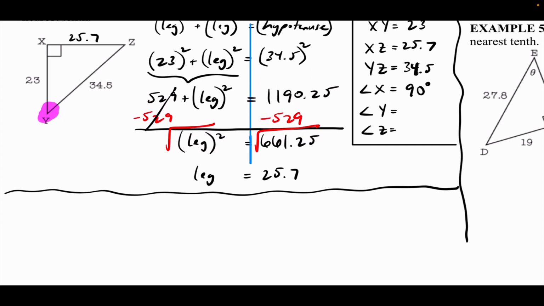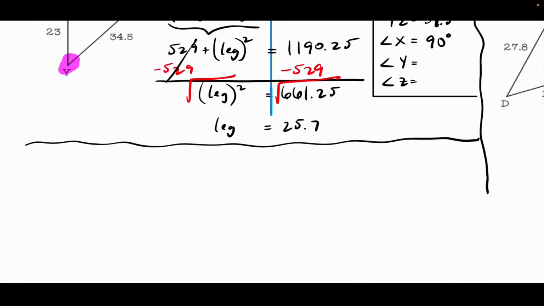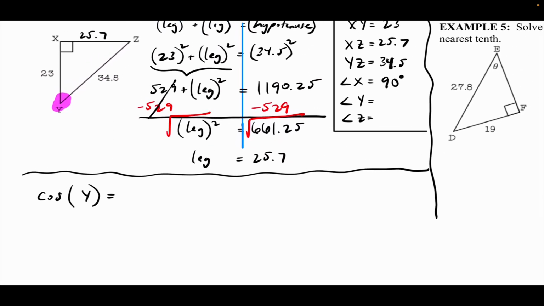Can I use sine? Yes. Can I use cosine? Yes. Can you use tangent? Yeah. So it doesn't matter which one you use. I used sine on the first one, so I'll use cosine on this one. That's the reason I'm doing it. Could I use sine? Yeah. So cosine of y. So if I'm at y, which is the adjacent to y? 23, right? Y to x, x to y, 23. 23 is adjacent. And the hypotenuse is still 34.5.